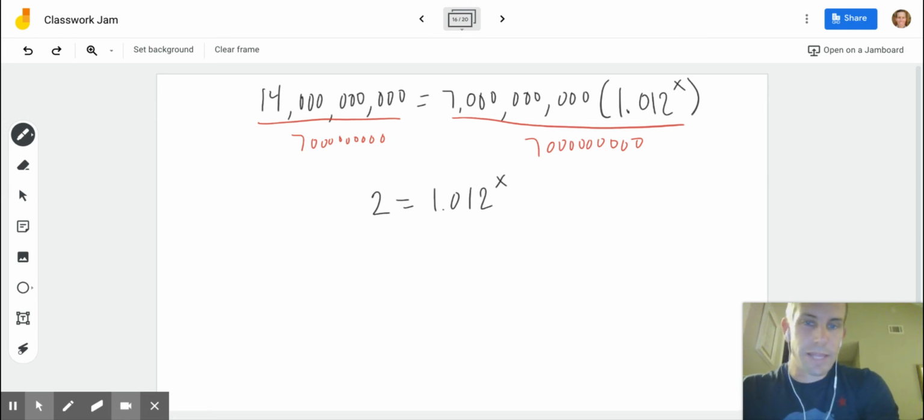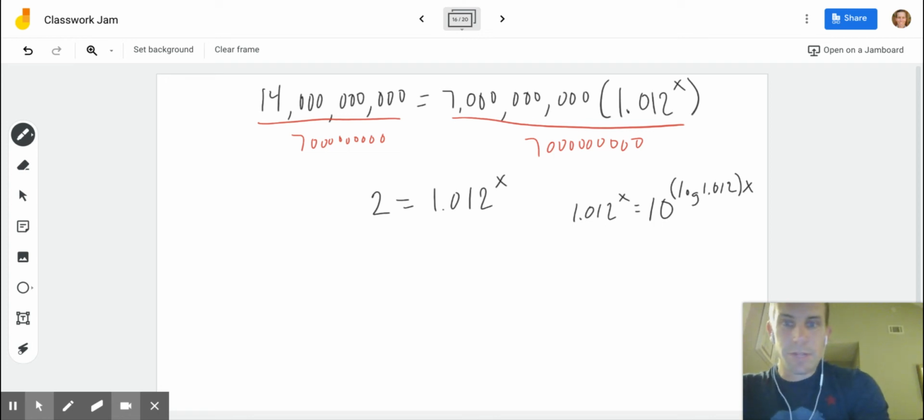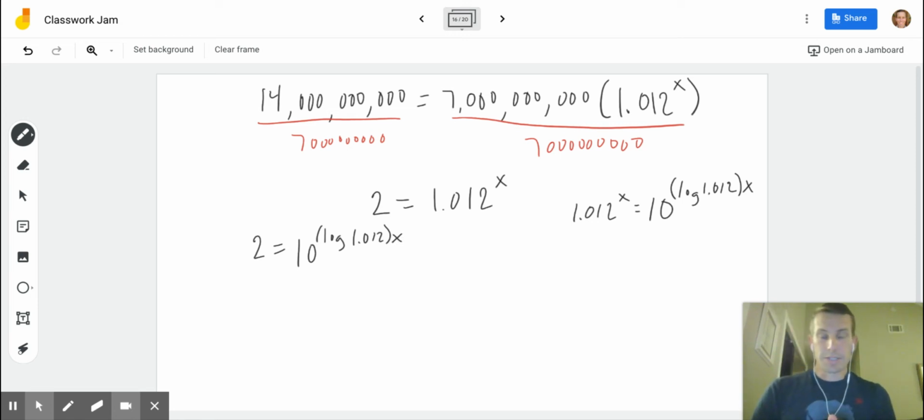We also saw that we could rewrite 1.012 to the xth power as 10 to the log 1.012 times x power. So this becomes 2 equals 10 to the log 1.012 times x power. Now, since it's written as 10 to a power, we can take the log of both sides, which will basically undo the 10 to the log 1.012 times x power.